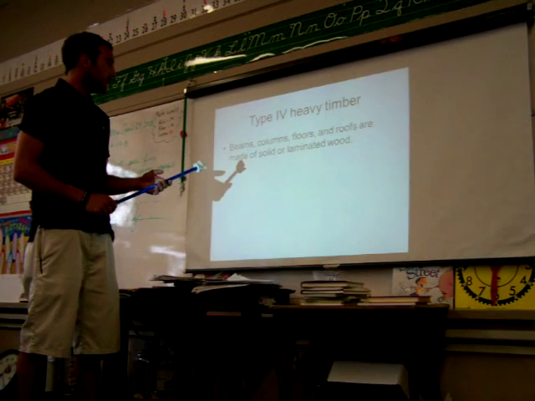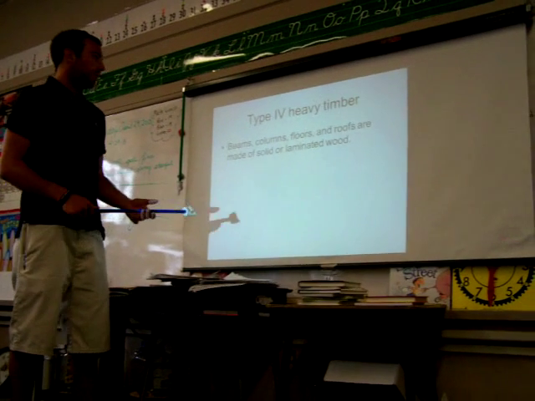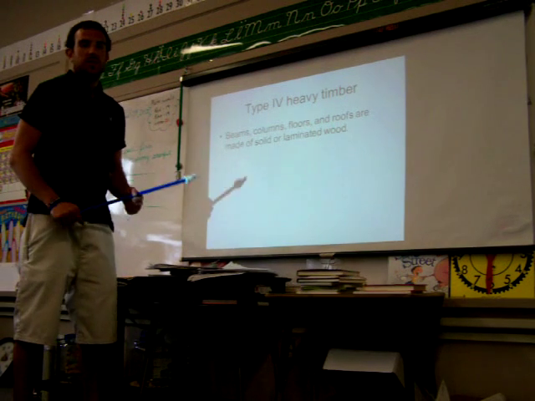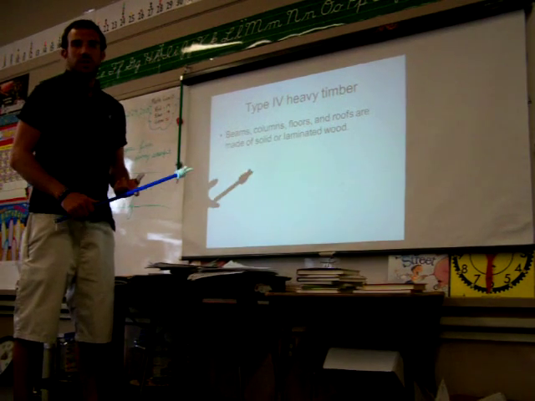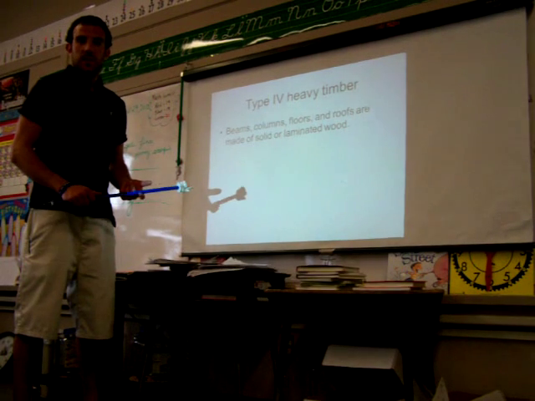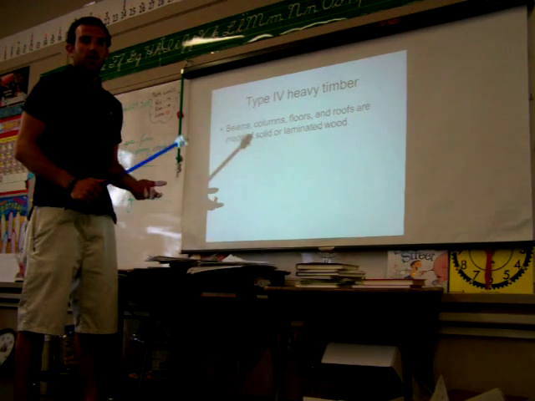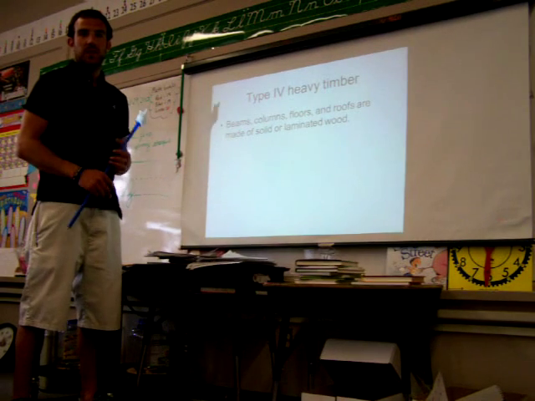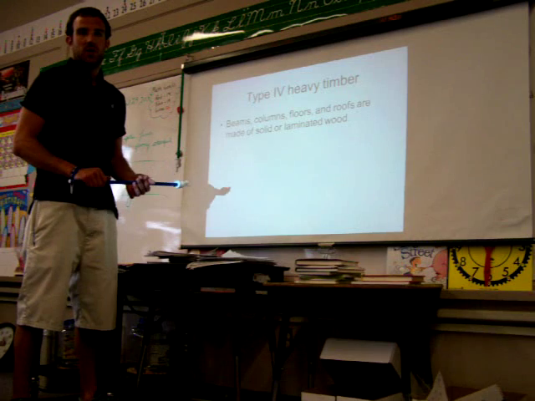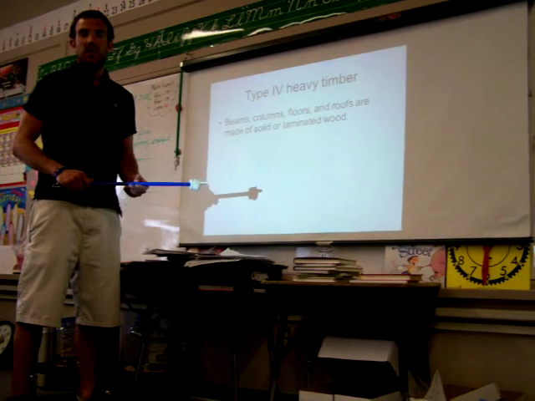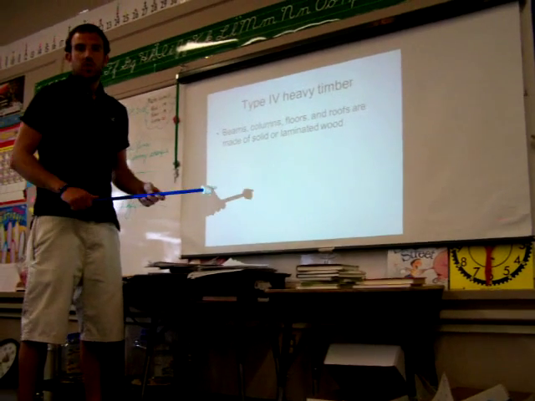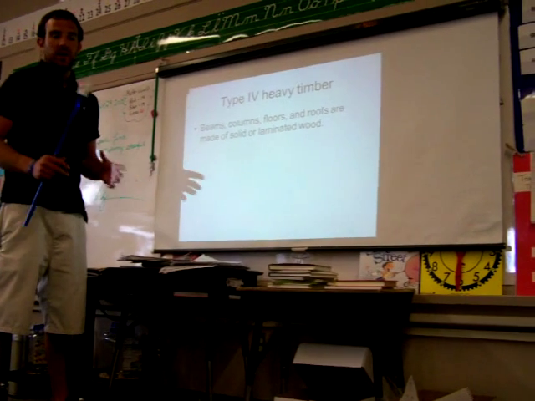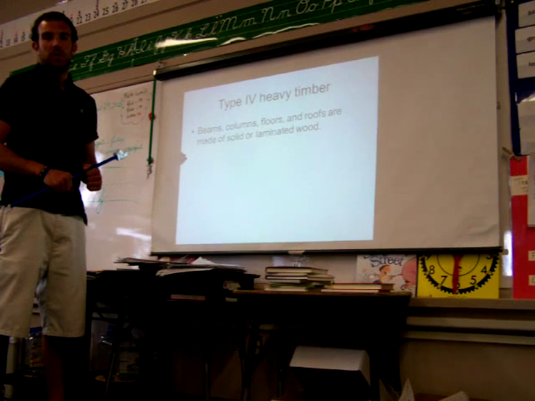Type 4 heavy timber is going to be beams, columns, floors, and roofs that are made of solid or laminated wood. Most of these buildings are going to be your old churches, old gymnasiums, barns, old warehouses, buildings back in the old days, and it's milled timber, so it's big chunks of wood that's a lot stronger. This is going to have a longer fire resistance than your normal lightweight wood, and that's just because the bigger, thicker wood is going to take a lot longer to burn through.